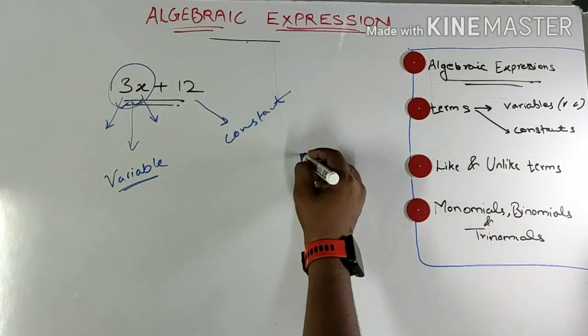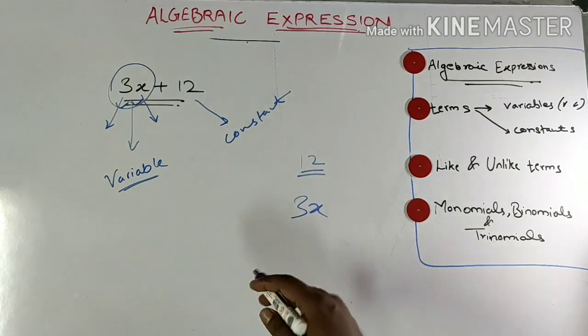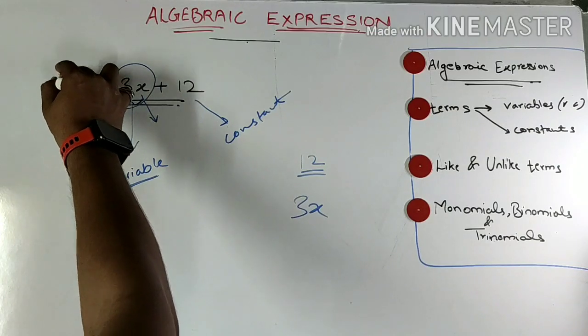So remember, an algebraic expression can have a constant or a product of a constant and a variable. It can have only 12 also. It can have only 3x also. It can have more terms like 4x square.